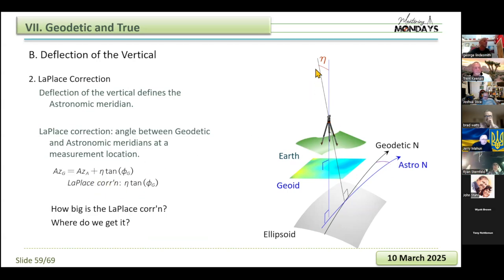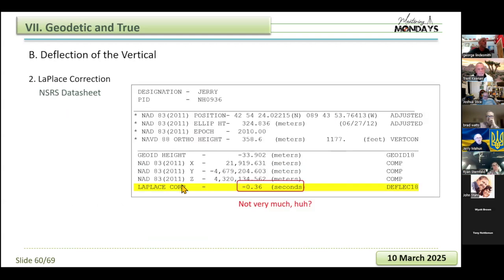That's equal to this component times the tangent of the geodetic latitude of the point. So you take the Laplace correction and subtract it from the geodetic to get the astronomic. How big is that, and is it worth calculating? If you go to Point Jerry, down at the bottom, we see Laplace correction, minus 0.36 seconds. It's not very much, is it? Just a slight one, because there's not very much of a deflection of the vertical there.